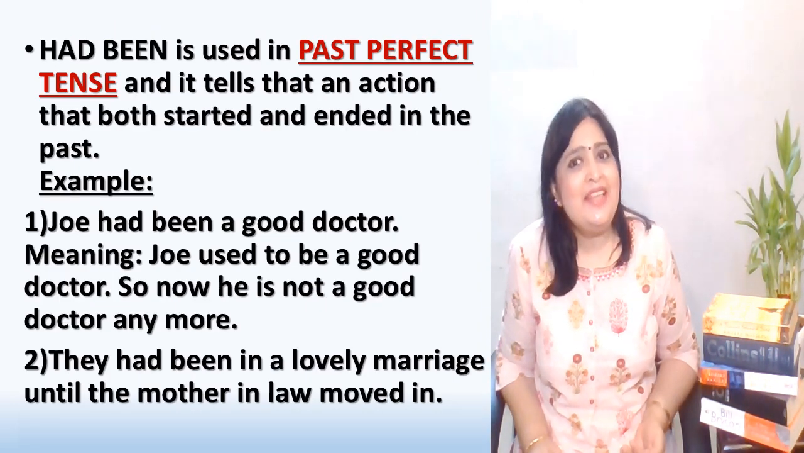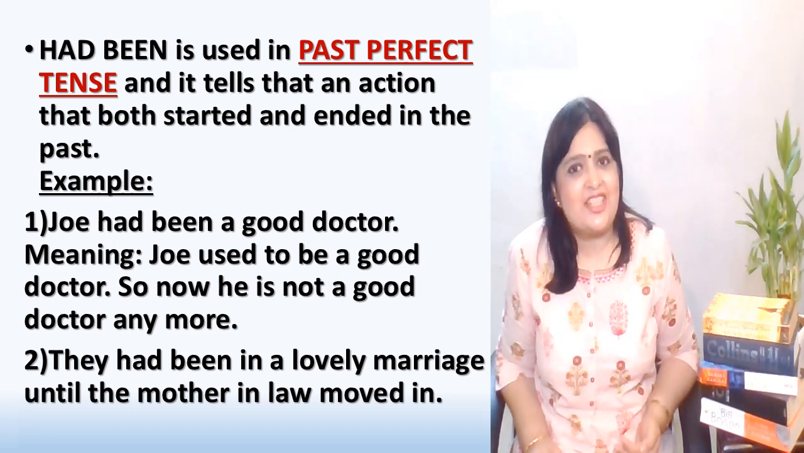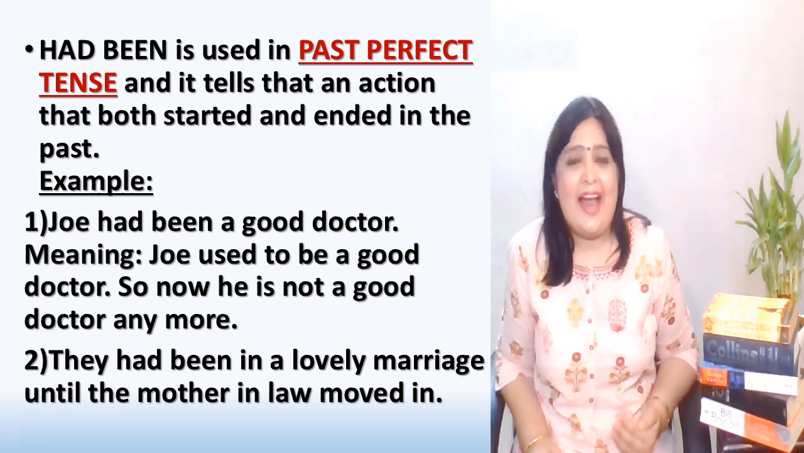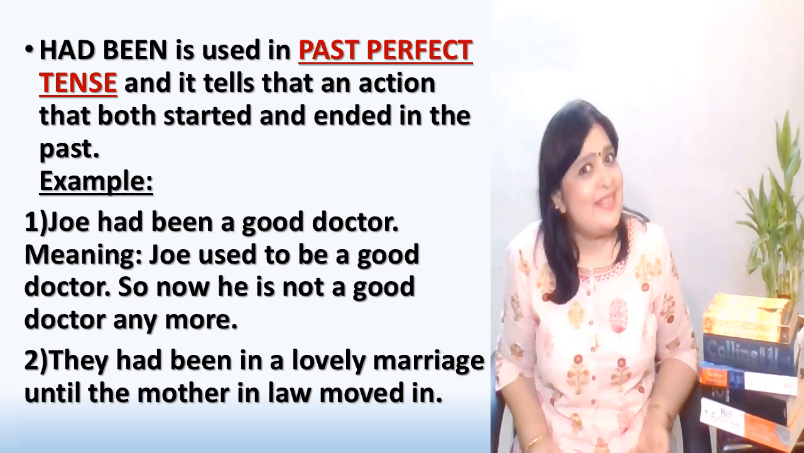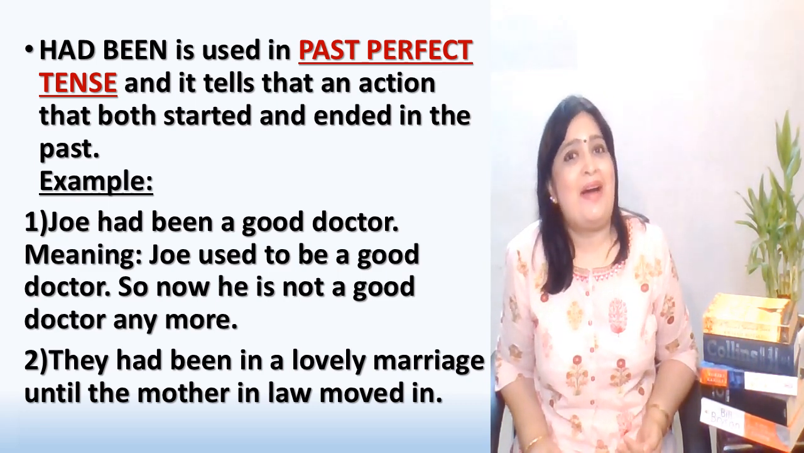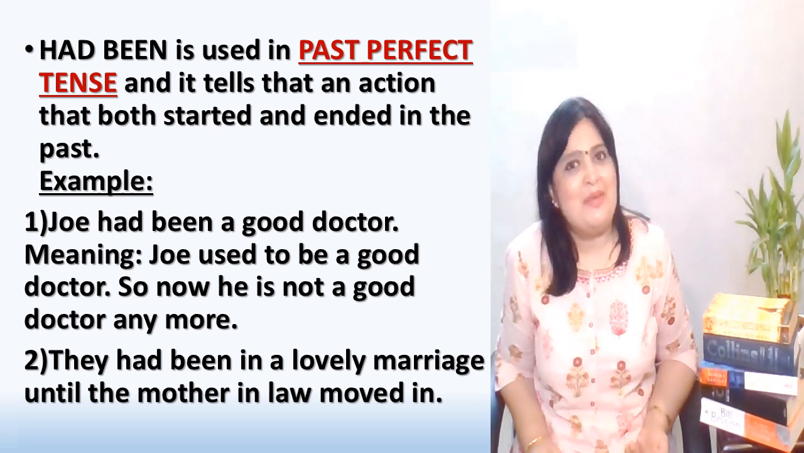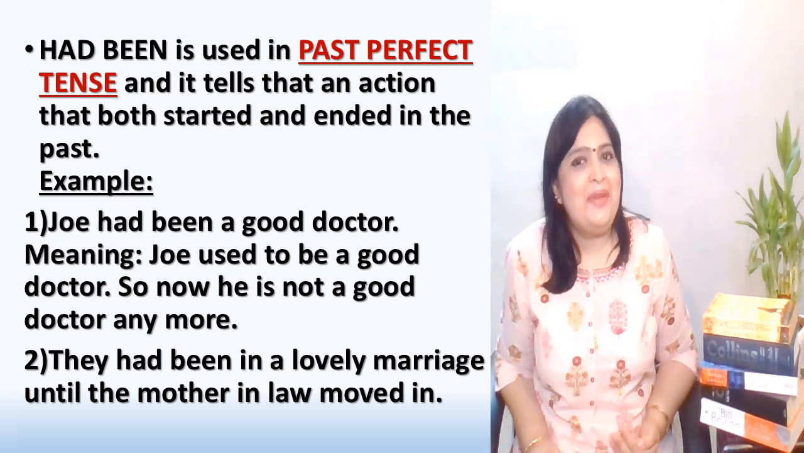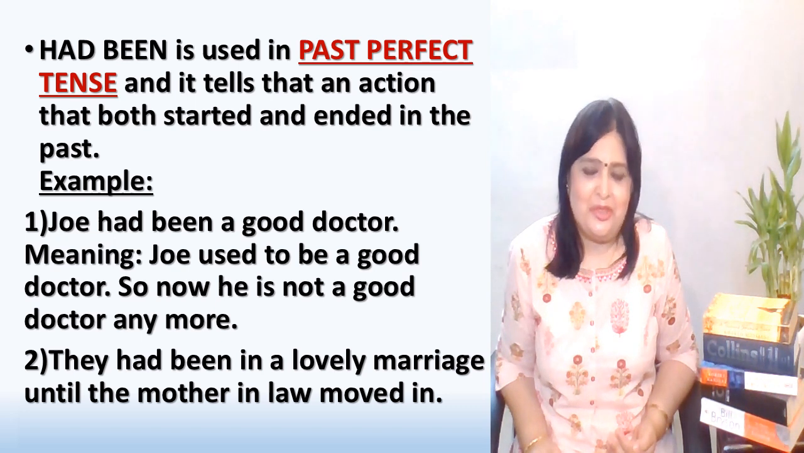Now, had been is used in the past perfect tense and it tells that an action that both started and ended in the past. Had been past perfect tense में यूज होता है और have been और has been present perfect tense में यूज होते हैं. And had been उस एक्शन के बारे में बताता है जो पास्ट में ही शुरू भी हुआ और पास्ट में ही खत्म हो गया. Now let us look at the example. Joe had been a good doctor. Meaning Joe used to be a good doctor.